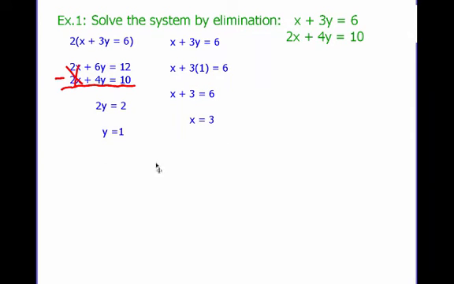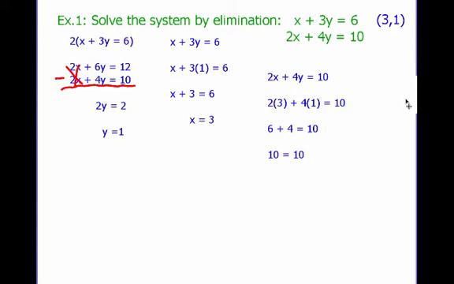I'm going to check my work by plugging that into my second equation. 2x plus 4y equals 10. That's 2 times 3 plus 4 times 1 equals 10. That's 6 plus 4. 10 is 10. So I know it works for both equations, so my answer is the ordered pair 3, 1.